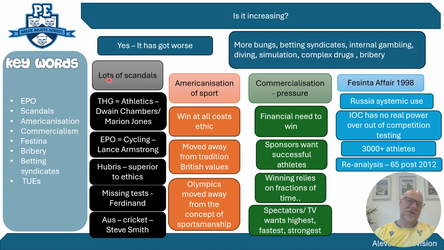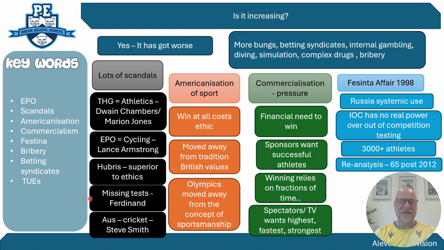But there's lots and lots of scandals, and my advice to you would be to know an example of an athlete who has been involved in scandals. So you've got plenty of drug scandals like Dwain Chambers and Marion Jones in athletics. You've got EPO with Lance Armstrong. But basically, centered around that is that this leads to a hubris effect where athletes feel they're above the law. They're more superior to the ethics and they can just get away with it.